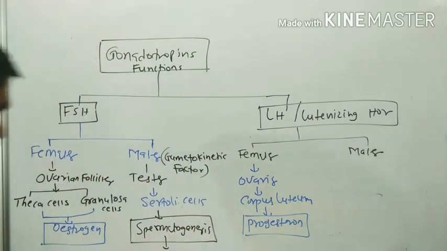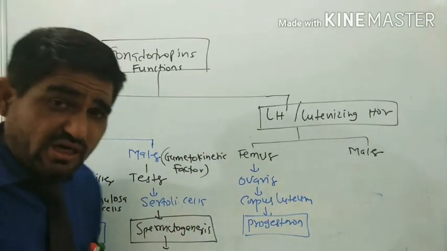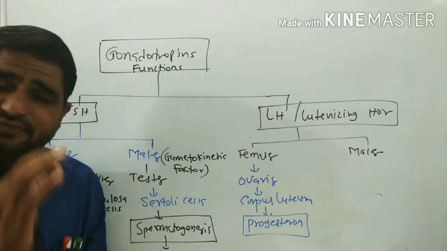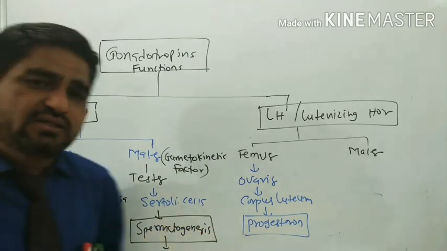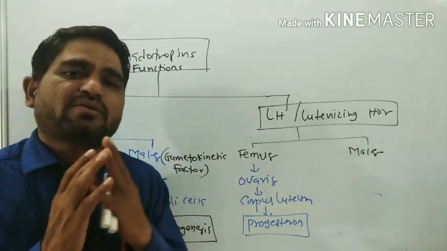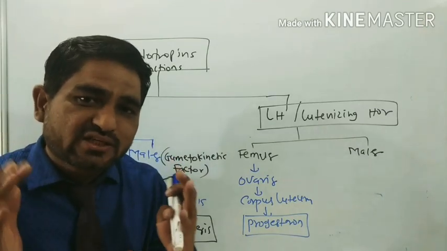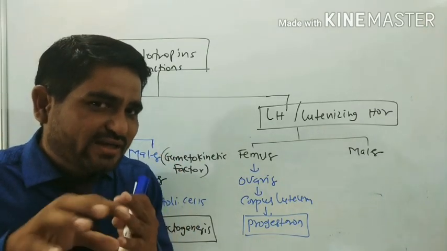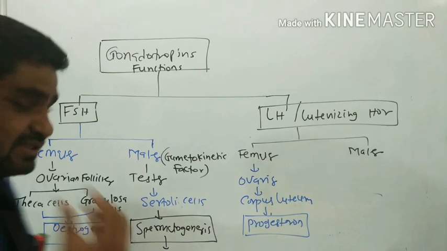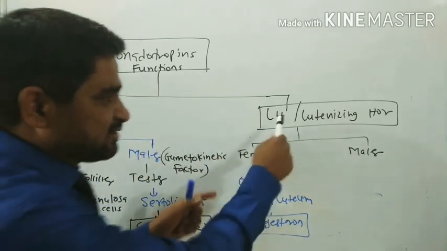Remember, in females there are two hormones: estrogen, which controls secondary sexual characters in females, while progesterone is responsible for maintenance of pregnancy. It's a progestational hormone. That is progesterone. It's also a steroid hormone. This is in females, LH.